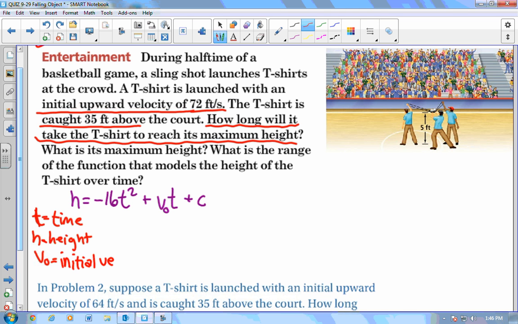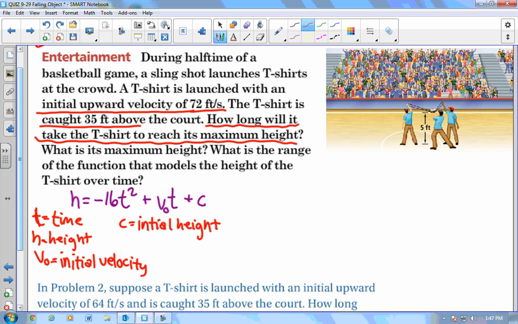T is time. Okay, and C is the starting, what do you mean by point? Height. Or can we also say initial height? Okay, so if we want to find how long it will take to reach its maximum height, first of all, we have to decide which variable that is. Which variable will we be solving for if we want to know how long it will take to reach its maximum height? We'll be solving for T.